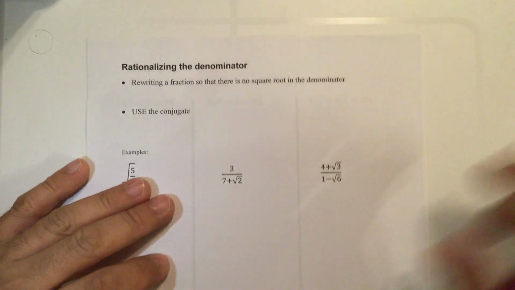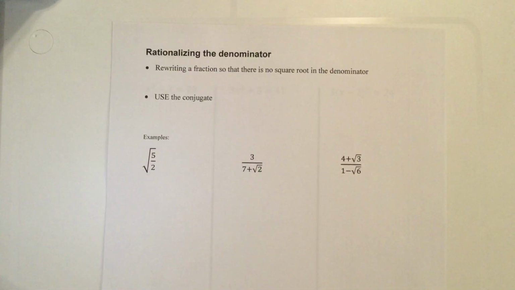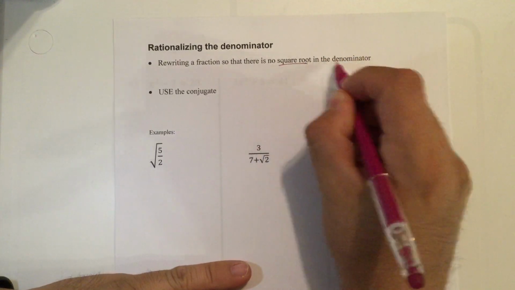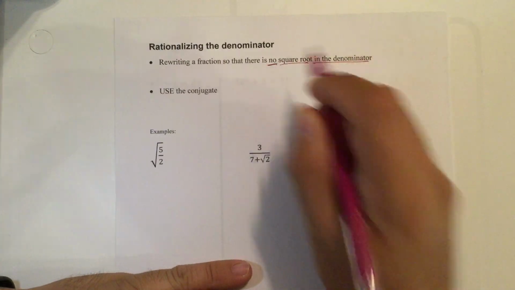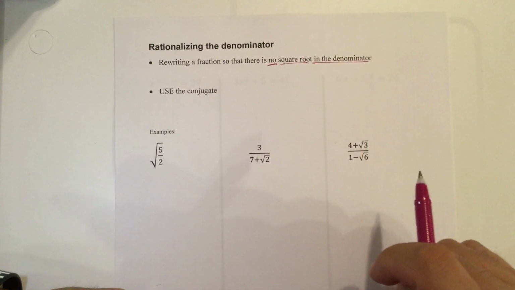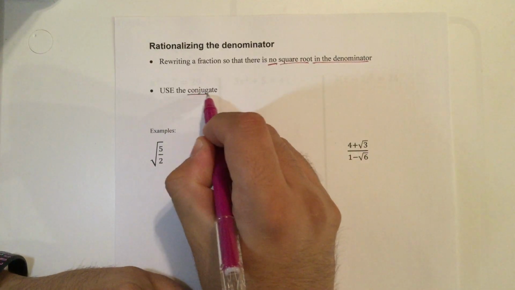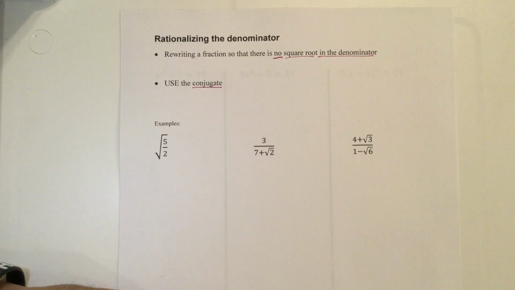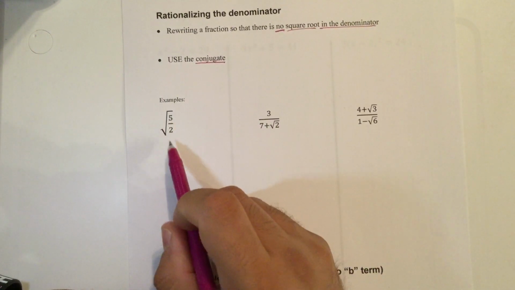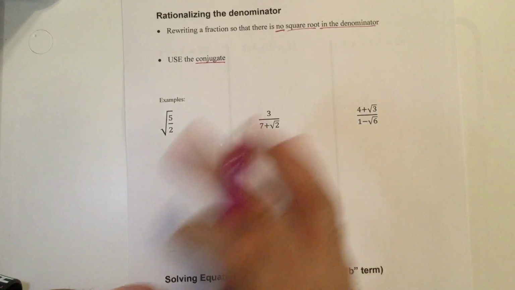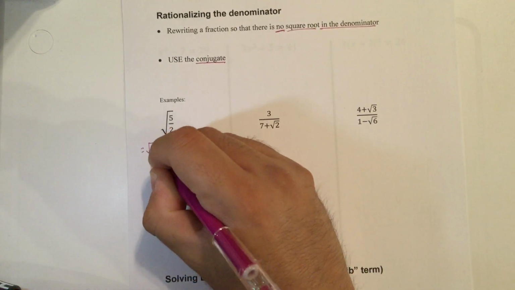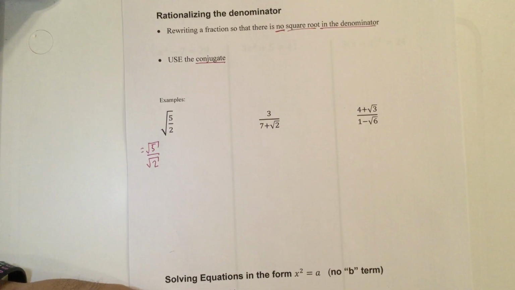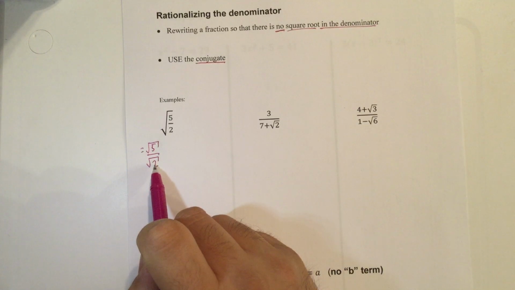So rationalizing the denominator. We're going to rewrite a fraction so that there are no square roots in the denominator. So we do not want a square root in the denominator. The way we're going to do this is by using the conjugate, and I'll show you what the conjugate is. So our first thing is we're going to start with this problem. We have the square root of 5 divided by 2. So we're going to separate that into the square root of 5 divided by the square root of 2 by using the quotient property.